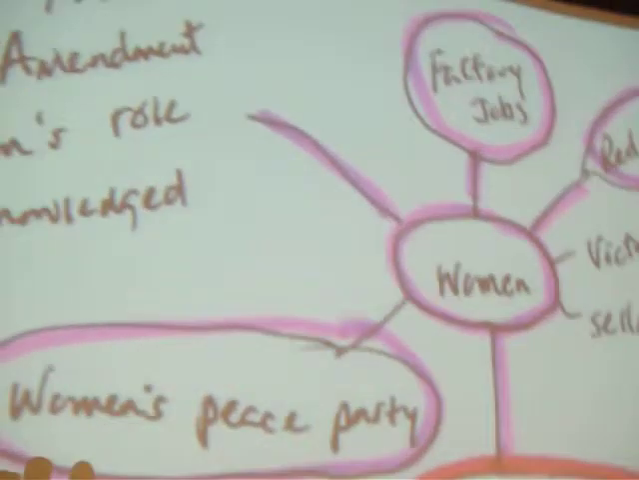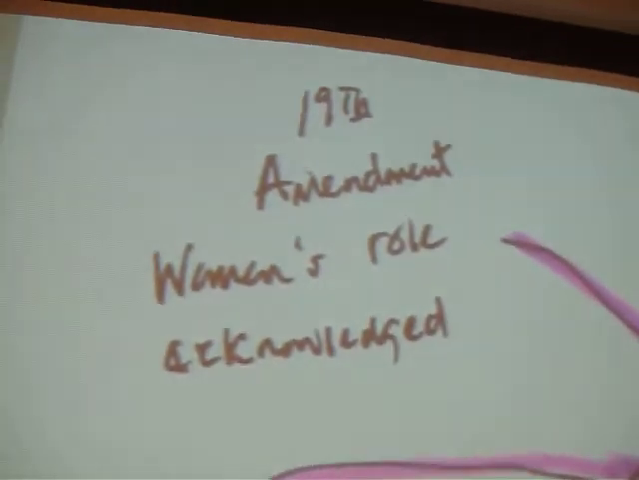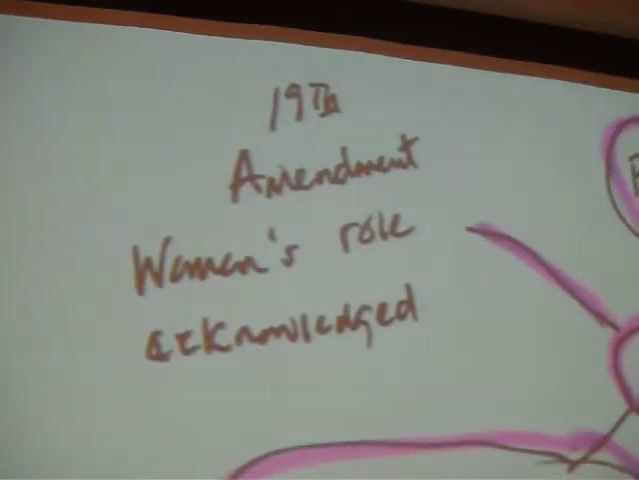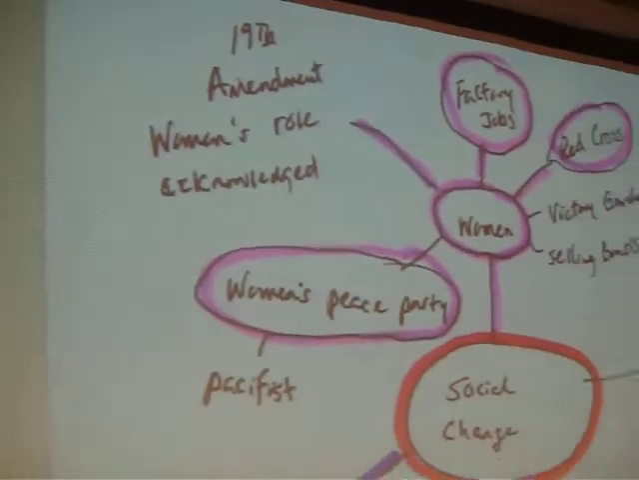And in the end, what I want you to know, something that we learned in our progressive unit, in our last unit, is that women were given the right to vote, the 19th Amendment. It's because their contribution in this war was finally being acknowledged. So I have that as our final note. Coming off of women, we come up this way and we have 19th Amendment, women's role acknowledged. I shouldn't have to tell you that that's the women's right to vote, but it most certainly was.